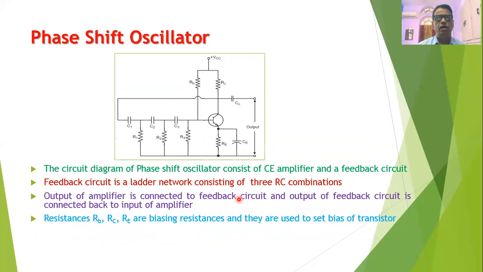Resistances RB, RC, RE are all biasing resistances, and they are adjusted to set the appropriate bias for the transistor. Coupling capacitors are used to couple only the AC signal, and they are used to block the DC voltages.